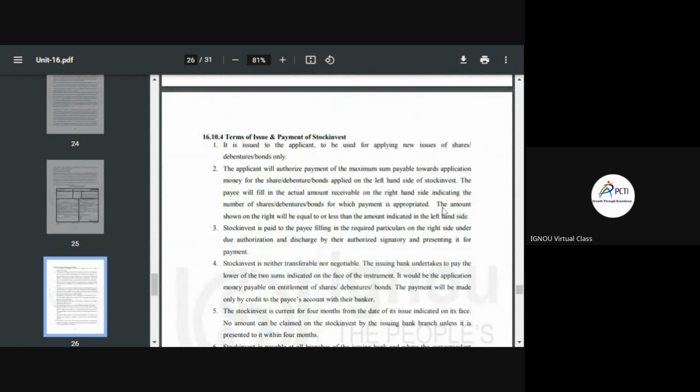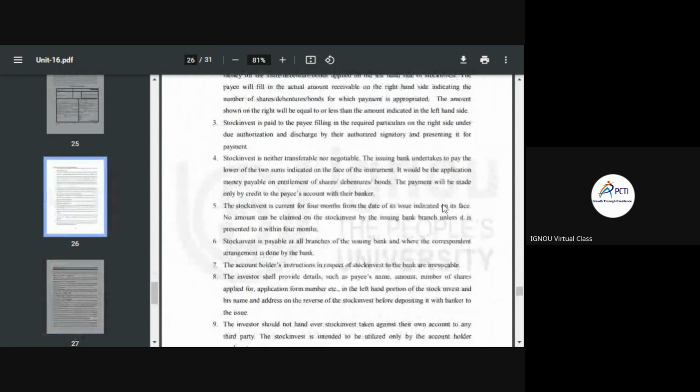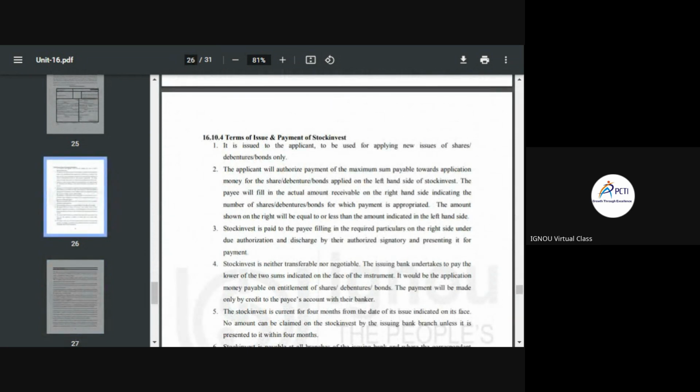Here we have some terms of issue and payment of a stock investment. These are the basic investments which are issued to the applicant to be used for applying for new issues of shares, debentures, bonds only. Then the applicant will authorize payment of the maximum sum payable towards application money for the shares, debentures, bonds applied on the left hand side of the stock investment. Then the stock investment is paid to the payee, filling in the required particulars on the right side under due authorization and discharged by their authorized signatory and presenting it for payment.